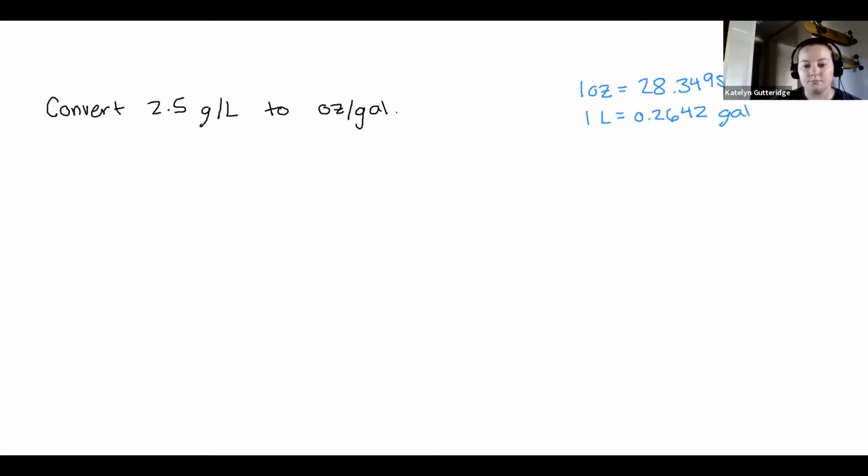Okay. So our first example here, we have convert 2.5 grams per liter to ounces per gallon. The way this is phrased in the problem is it says convert grams per liter to ounces per gallon. So we're starting with grams per liter and we're moving to ounces per gallon.